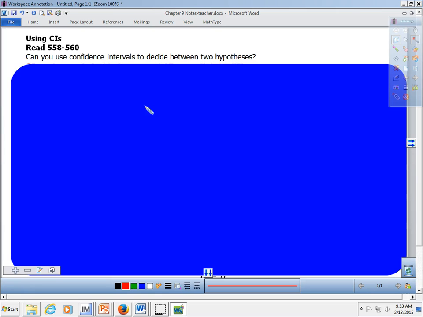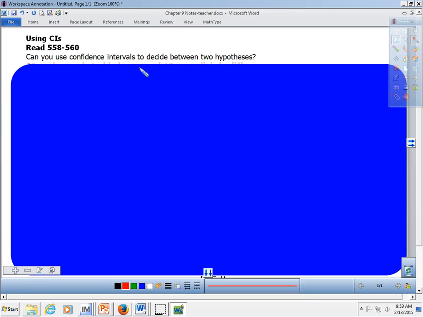If it is, then we're going to fail to reject H0. And if it's not very likely to happen, if the null is true, then we're going to reject H0. Okay, it's all about probability, and that's what our p-value basically tells us.